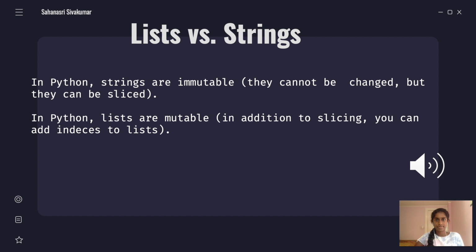In Python, strings are immutable, which is to say that they cannot be changed, while lists are mutable, so you can add things to them.